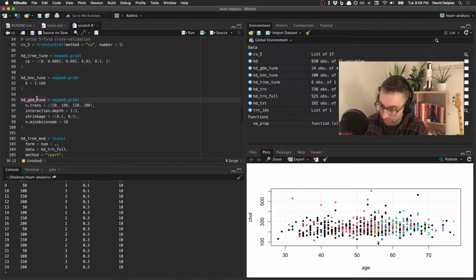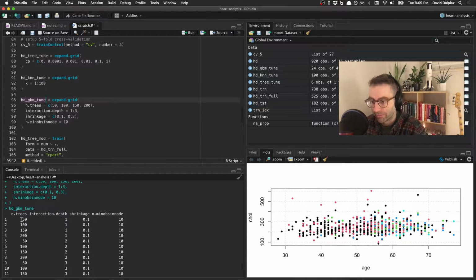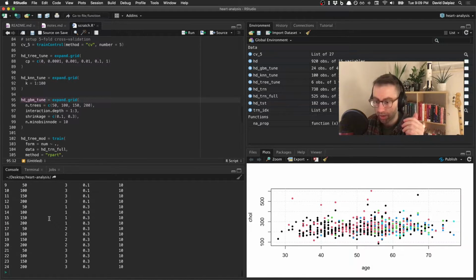So in particular, if we look at this boosted tree model, this is one tuning setup. So using 500 trees, they're going to be very shallow trees, a certain shrinkage, and a certain tree parameter, min observations per node. Not important, but basically each row here represents a set of tuning parameters that are going to be tried for that model.